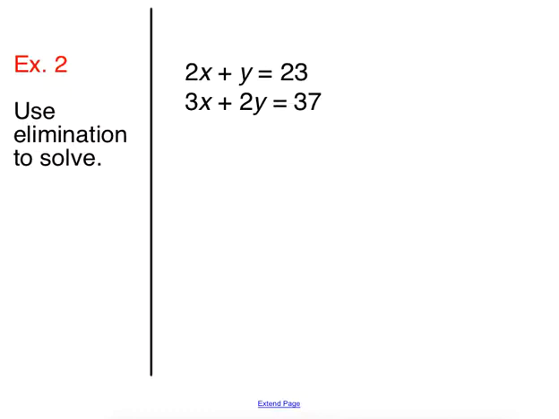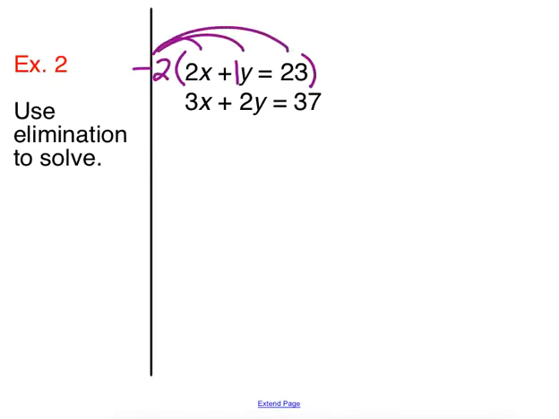But I don't have opposites. There aren't opposites in my x's or in my y's. But I do notice that since this is a single 1y, and the y below it is a +2, it'd be really easy to turn that into a -2 by multiplying the entire equation by -2.